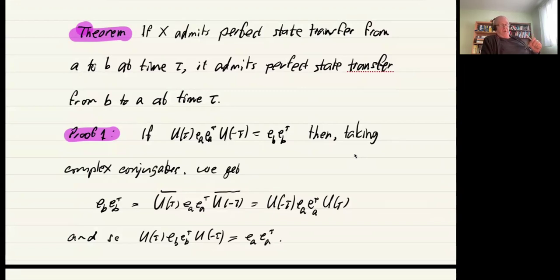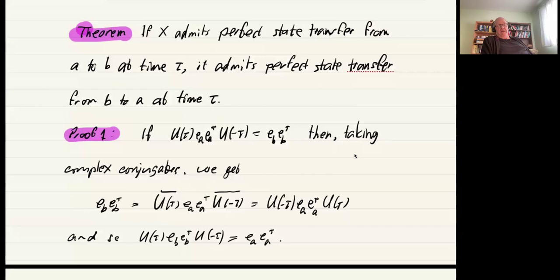So this gives you a proof that if you have PST from A to B at time tau, then you get PST from B to A at time tau. Now, one thing that's important to note here is what properties of these states have we used?